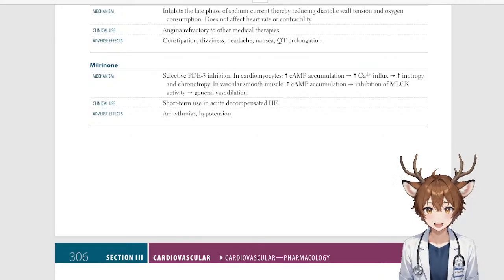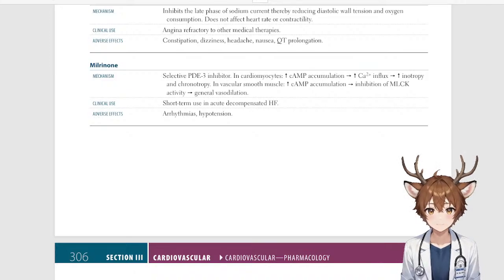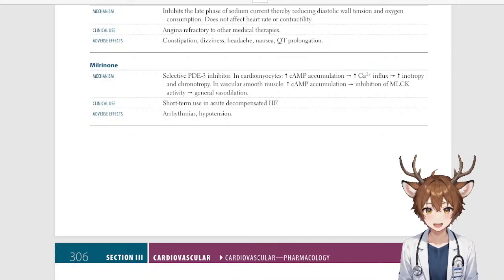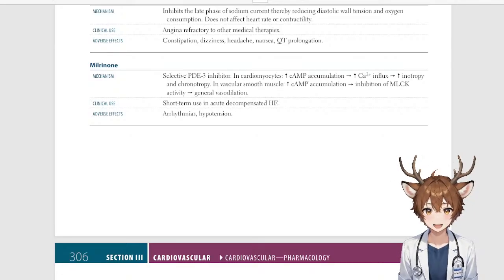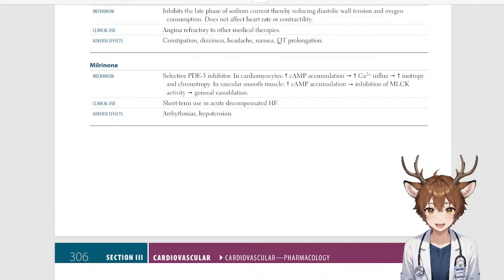Milrinone is not mentioned in my section quite yet, or if at all. It might not be mentioned at all. Nevertheless, I would read about it. It is a drug that might come up. Wait, is it mentioned at the end? No, it's not. Milrinone, it's a PDE3 inhibitor, though. It is a PDE3 inhibitor.